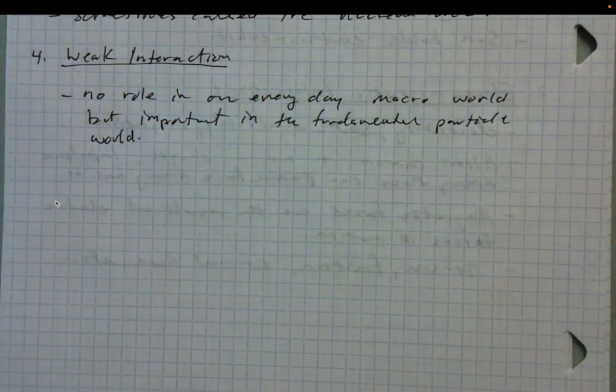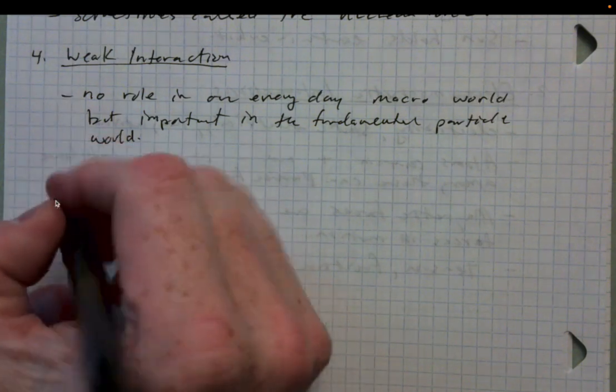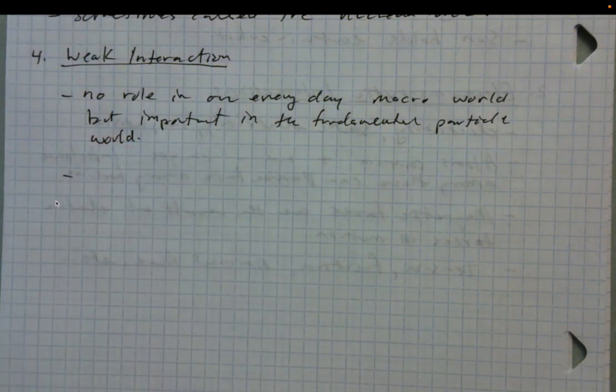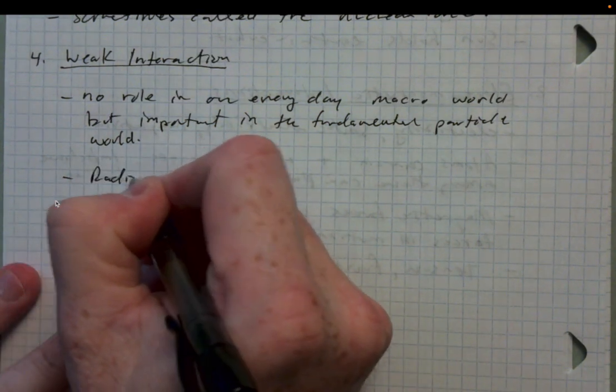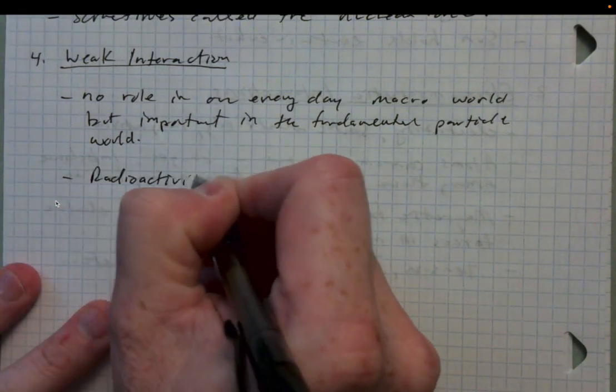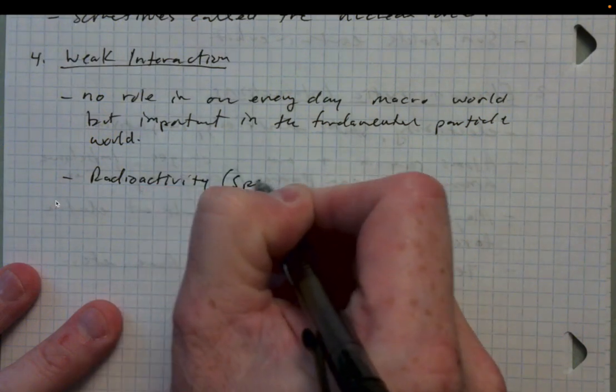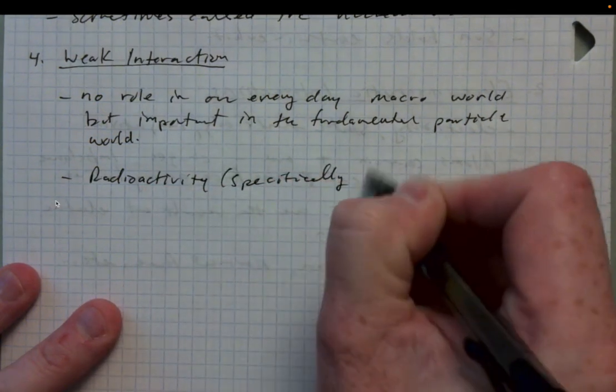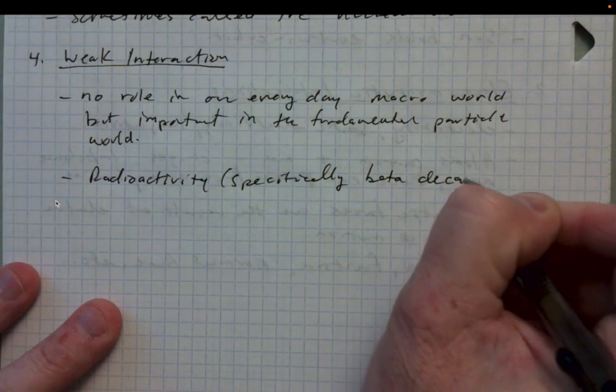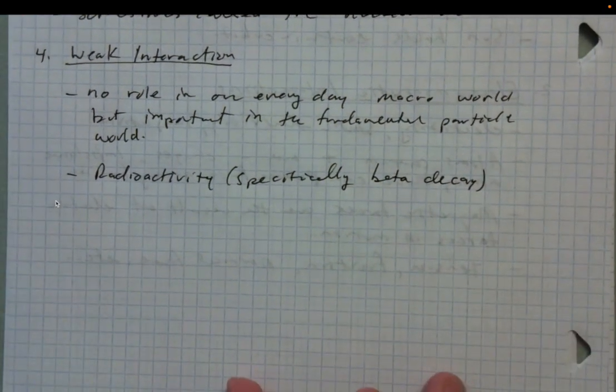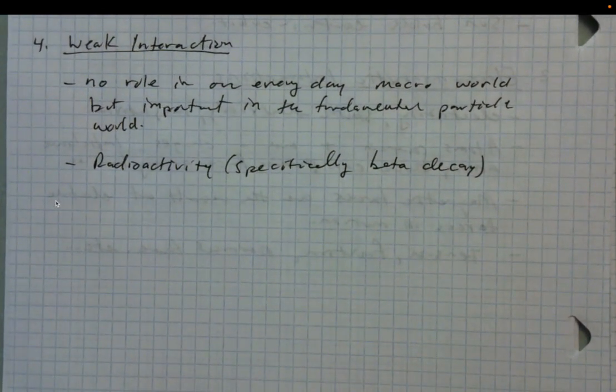Right, so this is going to be way above our pay grade right now, but one of the things that the weak interaction is responsible for is a specific kind of radioactivity called beta decay. So it's a kind of radioactivity the weak interaction is responsible for, called beta decay.